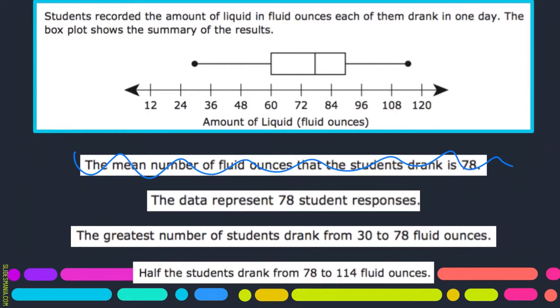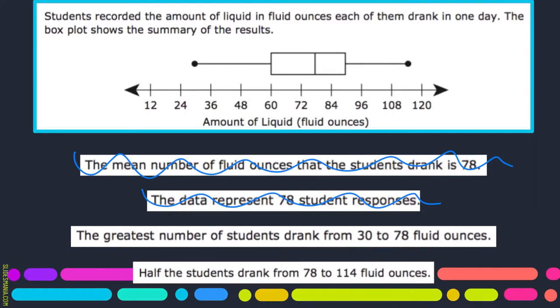The data represents 78 student responses. Again, our box plot, which is our five-number summary, simply breaks our data into quartiles, so we don't know the total number of responses here. So not enough information to determine.